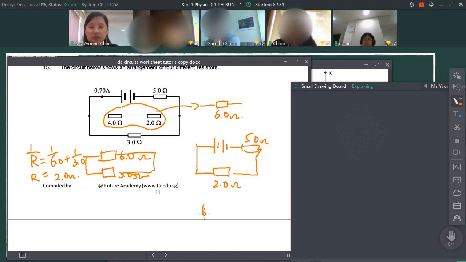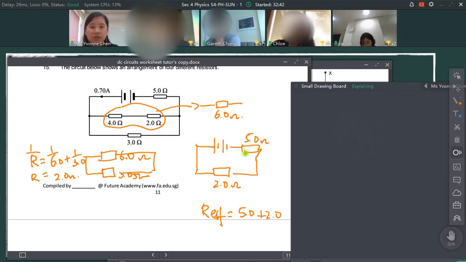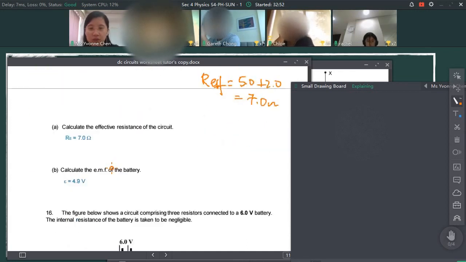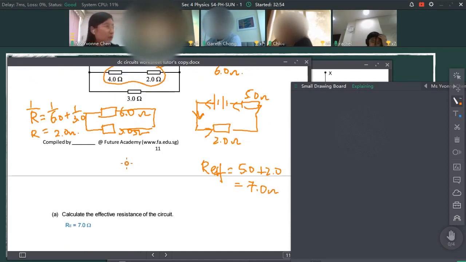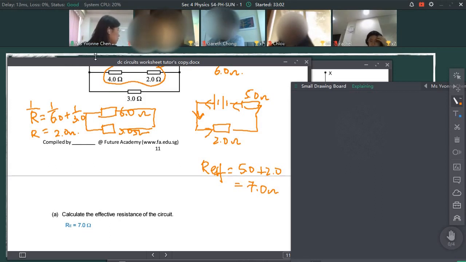So what's the effective resistance? 5.0 plus 2.0, because these two are connected in series. You can see the current flows through both. So it's 7.0 ohm. That's the total effective resistance of the circuit. If you want to copy down, you can copy down the working now.